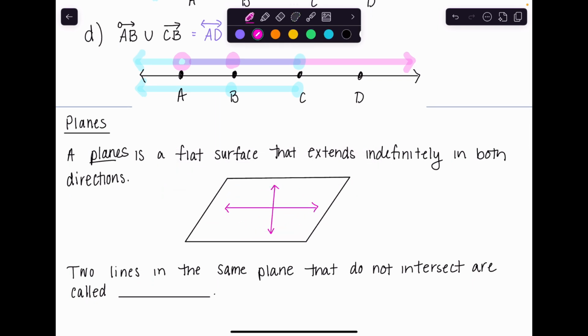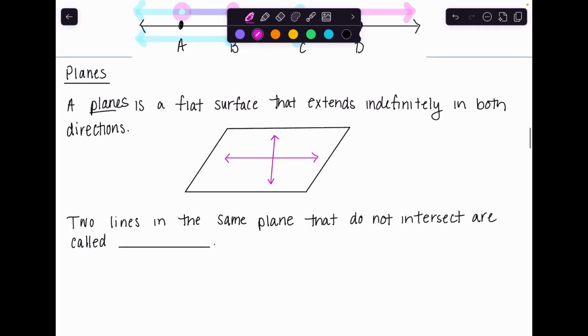What we want to talk about is what happens if we have multiple lines within the same plane, and what happens if there's multiple lines that are not in the same plane, and is there some kind of connection between the two of them. So if we have two lines in the same plane that never intersect, then we call those lines parallel lines.